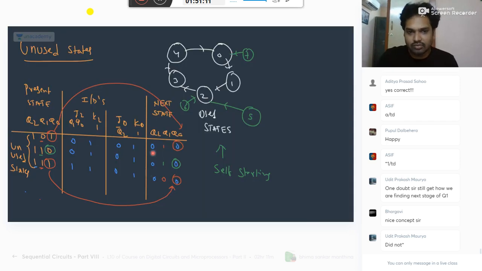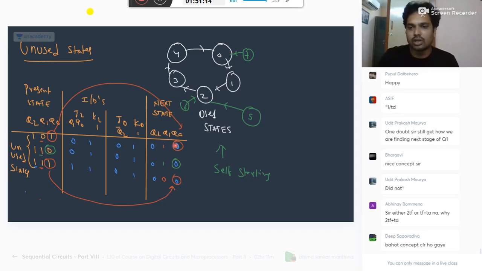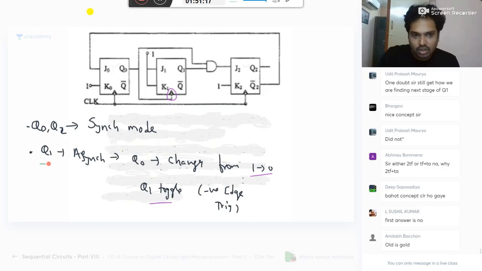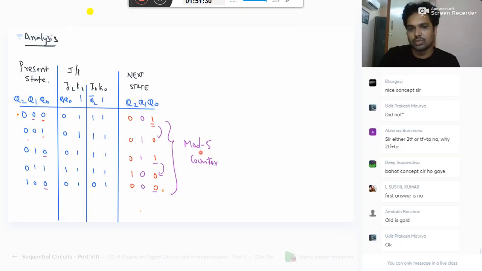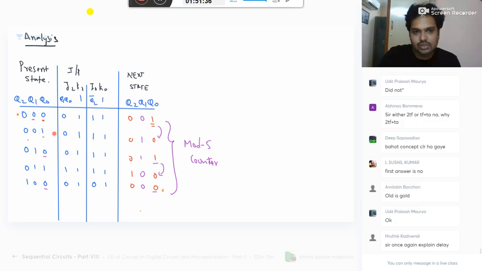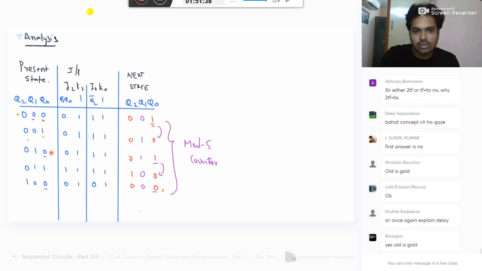Udit, the next state of Q1 depends purely on Q0 only. I gave this line here itself. Q1 changes on Q0 only. When Q0 changes from 1 to 0, this is the only time your Q1 changes. So Q0 going 0 to 1, no change. Q0 changes from 1 to 0, it will change. Q0 0 to 1, no change. 1 to 0, it will change. Previously 1, it becomes 0. Q0 stays 0 to 0, no change. Keep it as it is.